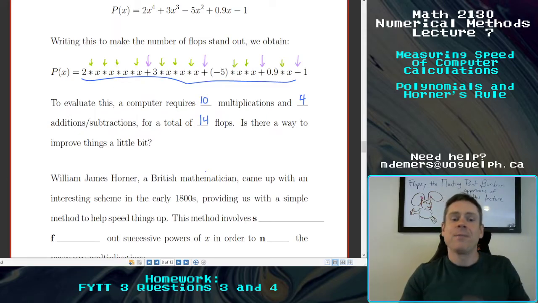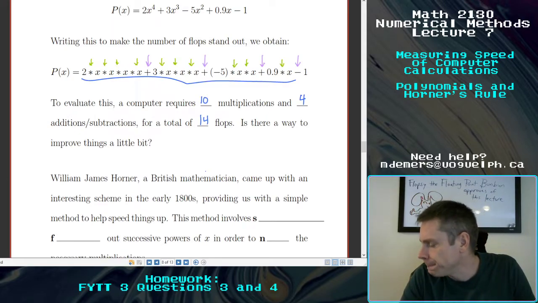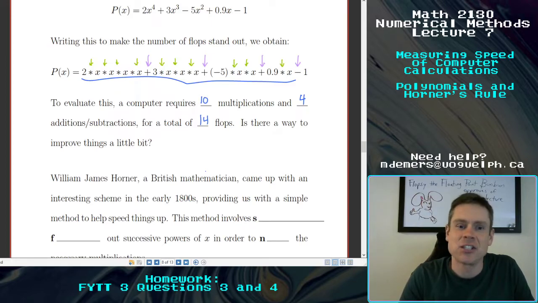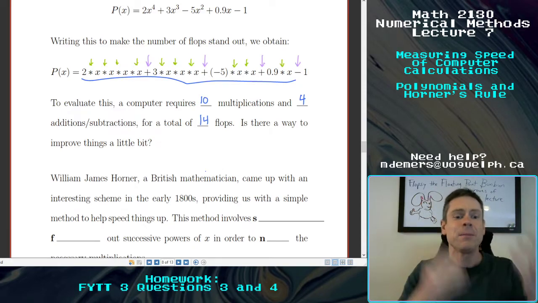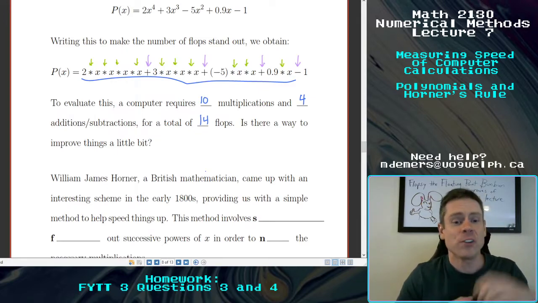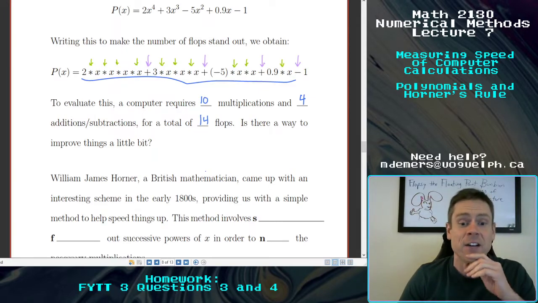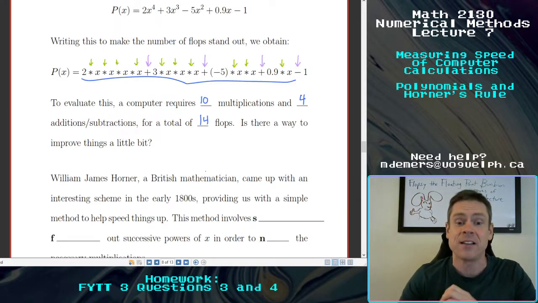And there's an old nursery rhyme that's little Jack Horner sat in a corner eating some plum pie or something like this. And William James Horner, a British mathematician, came up with an interesting scheme in the early 1800s, providing us with a simple method to help speed things up.